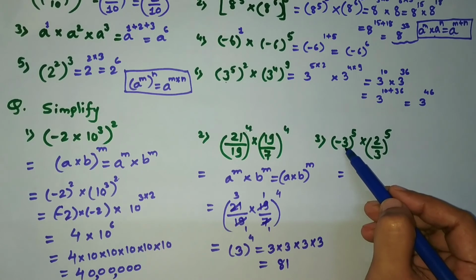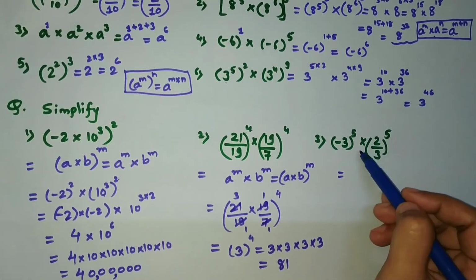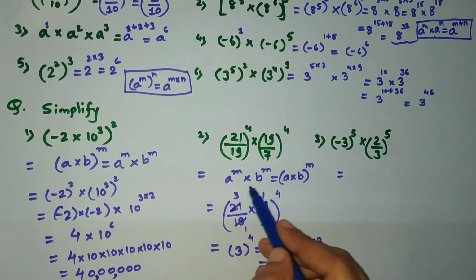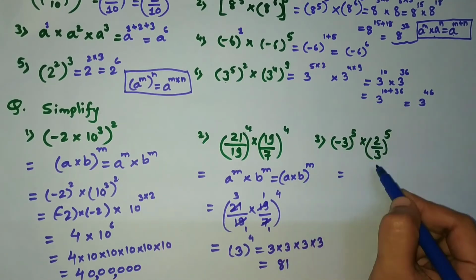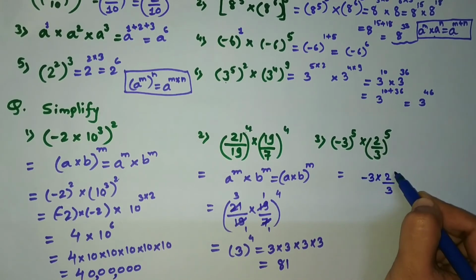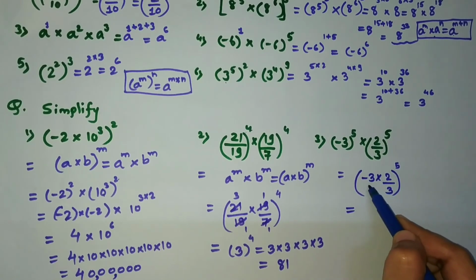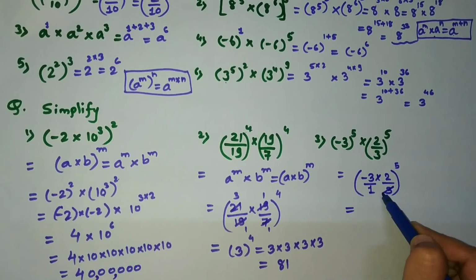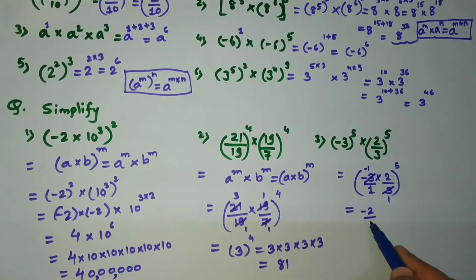Next we'll go, friend. Again you can see here, (minus 3 to the power 5) into (2 by 3 to the power 5). So here you can see, friends, again we can go for this law, a to the power m into b to the power m. You can multiply both and give the power common. So we'll write minus 3 into 2 by 3, and that power will be given common, 5 here. And inside you can see there is 1, so 3 1s are 3, 3 1s are 3. That is (minus 2 by 1) to the power 5.